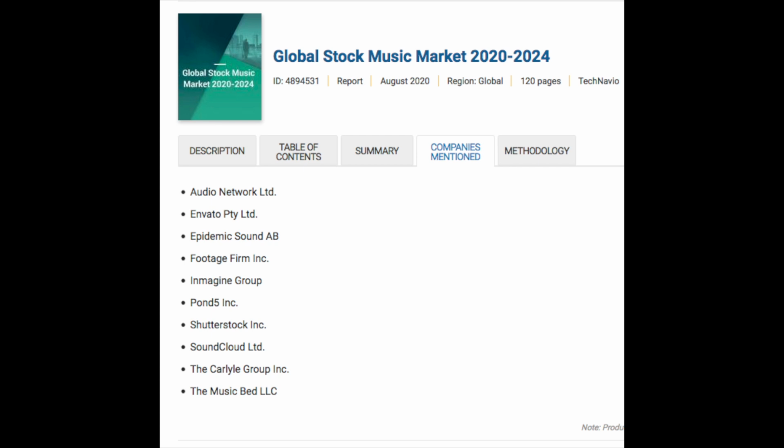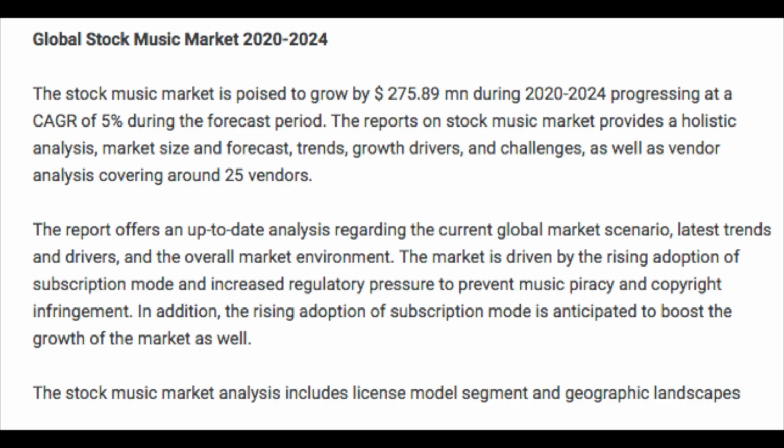There are different types of customers. That's what you have to keep in mind. Not everybody wants to pay every month to Envato Elements to have unlimited downloads. Not everybody wants to pay that, okay? So you have to understand that.